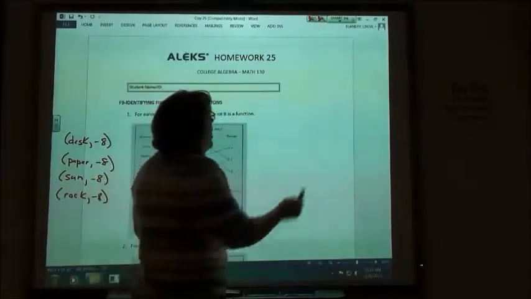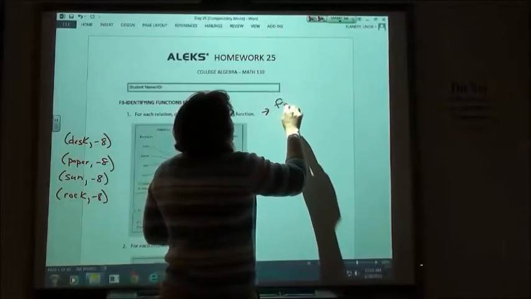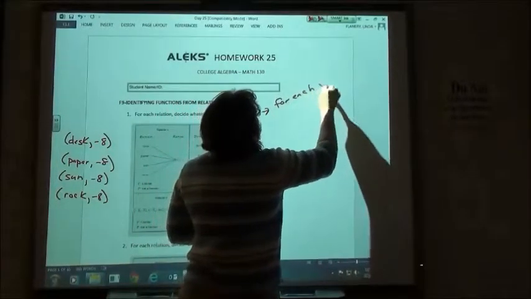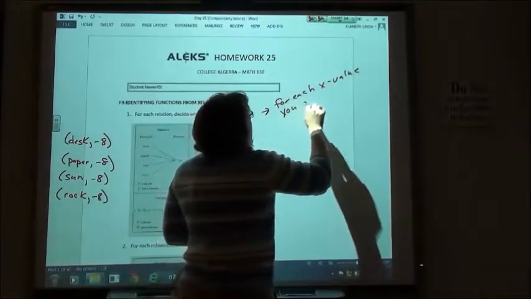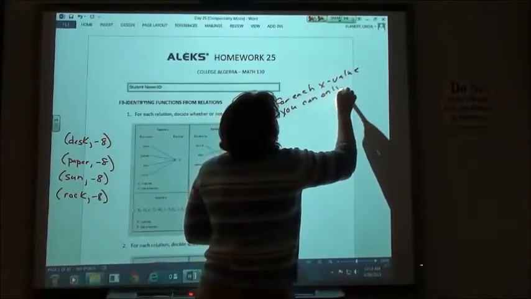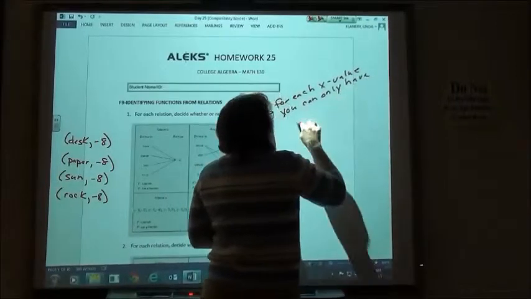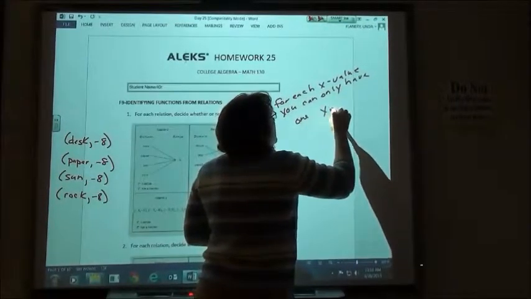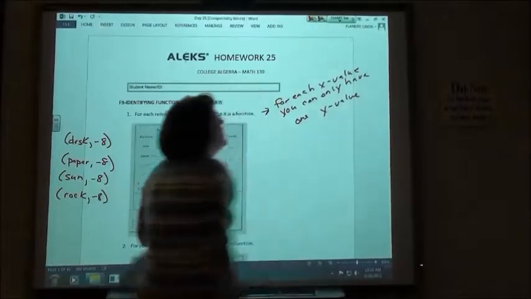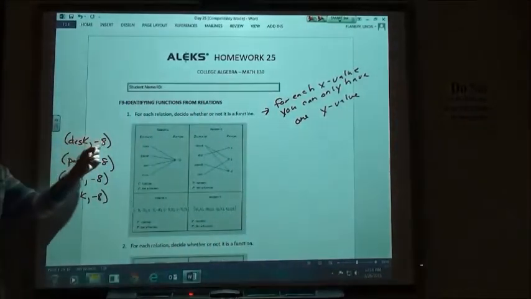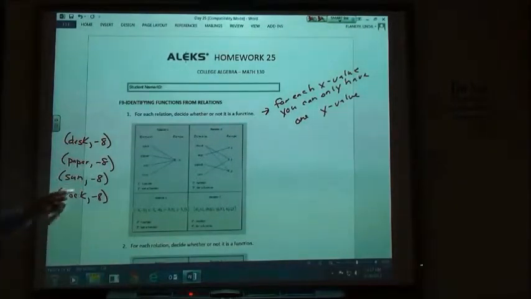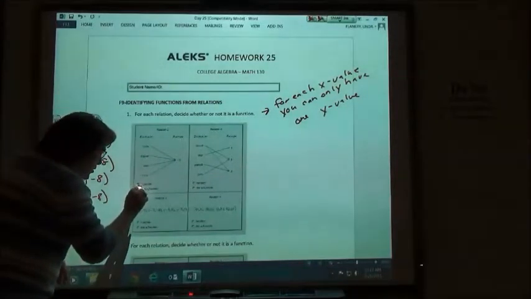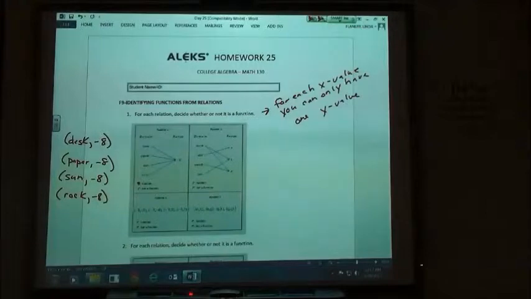Is it a function or not? A function says for each x value, you can only have one y value. So this just had one thing it went to, this just had one thing it went to, this just had one thing, this had one thing. This is going to be a function. So we're going to mark the circle that says, yep, that one is a function.